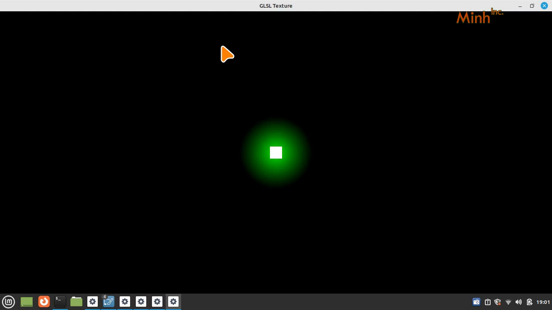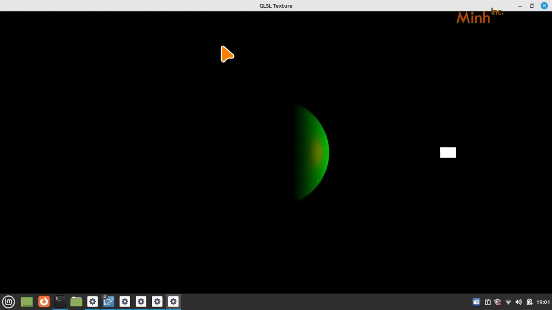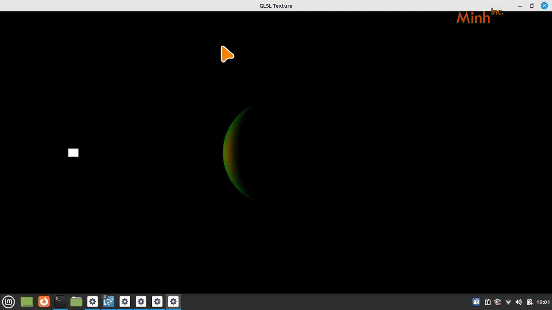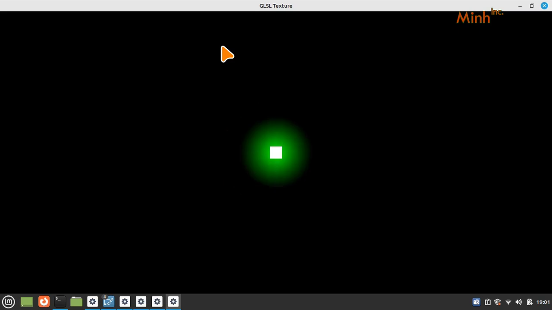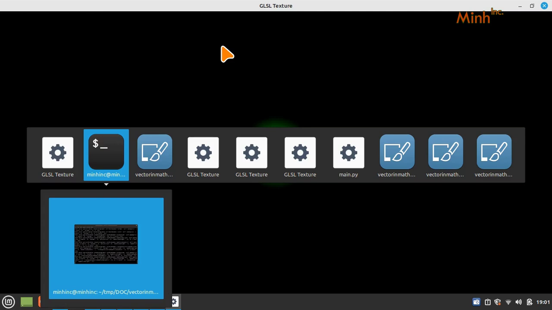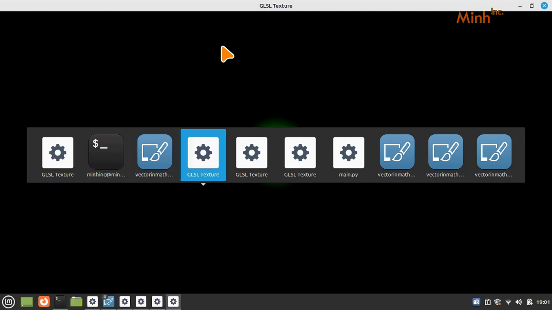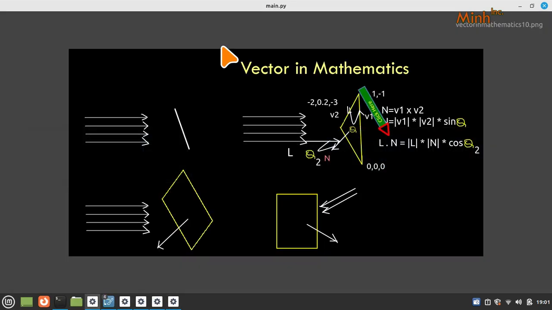I can rotate the light. See? Okay, so this is a solar eclipse or lunar eclipse. Oh my God, this much only, but it is actually bigger. Okay, so what is the concept we are trying to show here?